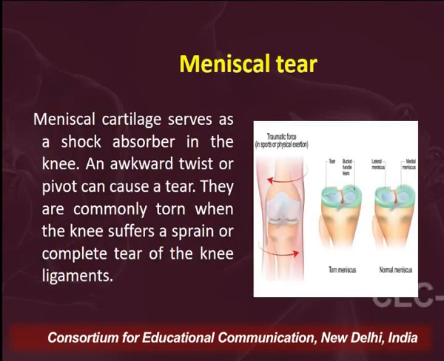Then meniscal tear. Meniscal cartilage serves as a shock absorber in the knee. An awkward twist or a pivot can cause a tear. They are commonly torn when the knee suffers a sprain or a complete tear of the knee ligament.